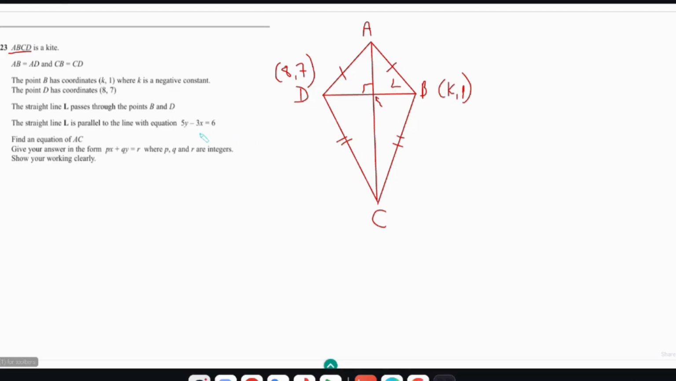Right, we know the line L is parallel to this line here. So what is the gradient of the line? Let's make y the subject. Let's divide both sides by 5. I think I want to leave my numbers as decimals. I'll divide that by 2. And 3 divided by 5 is 0.6.